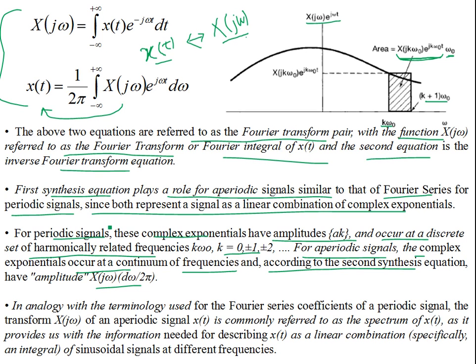So in analogy with the terminology used for Fourier series coefficients of periodic signals, the X(j omega) of an aperiodic signal x(t) is commonly referred to as the spectrum of x(t), as it provides us with the information needed for describing x(t) as a linear combination, specifically an integral, of sinusoidal signals at different frequencies.